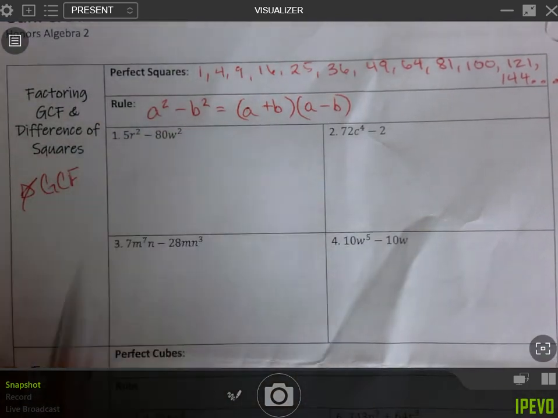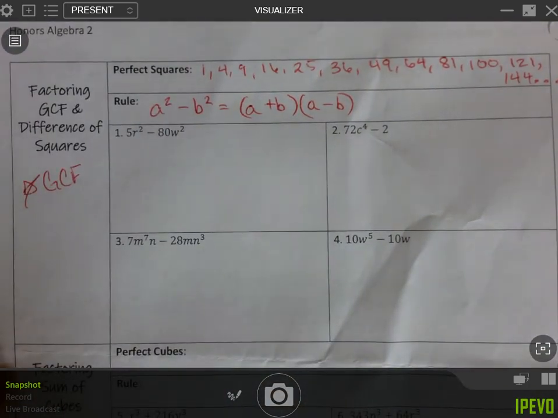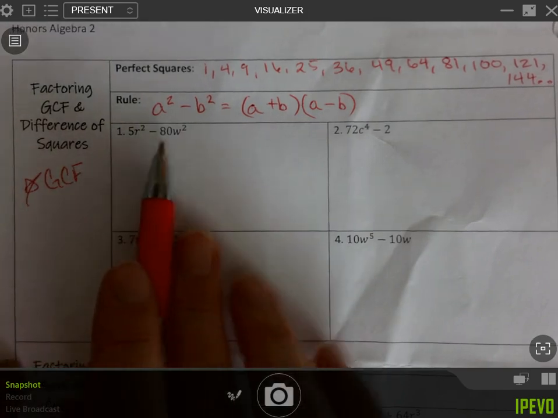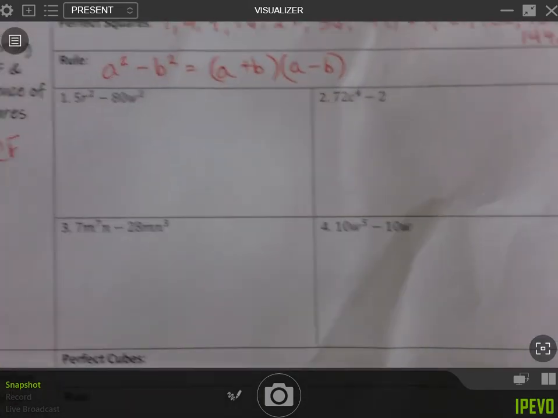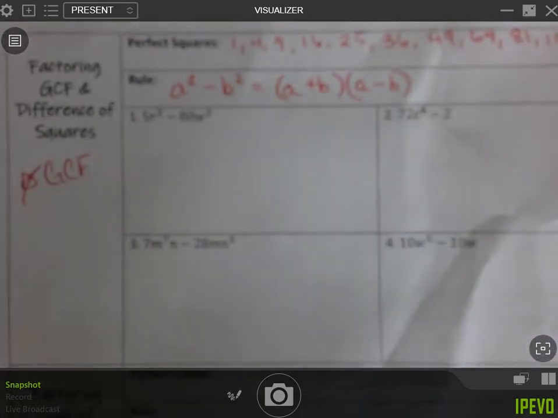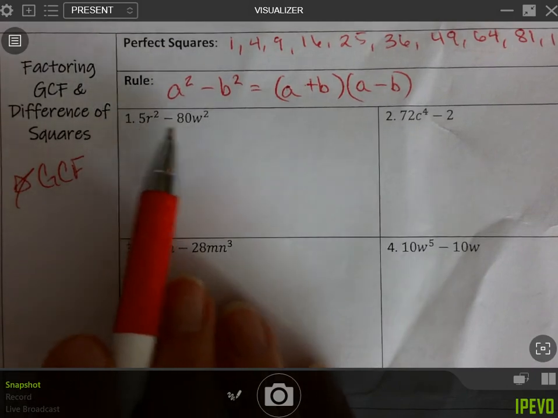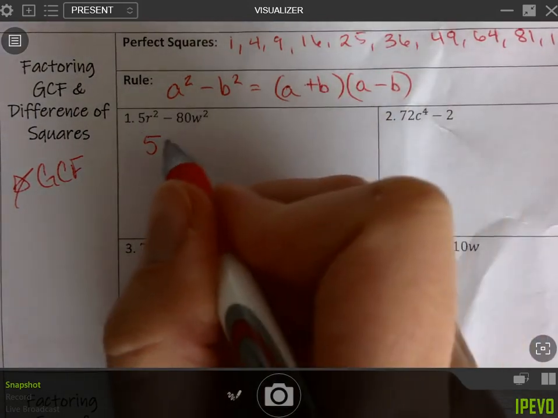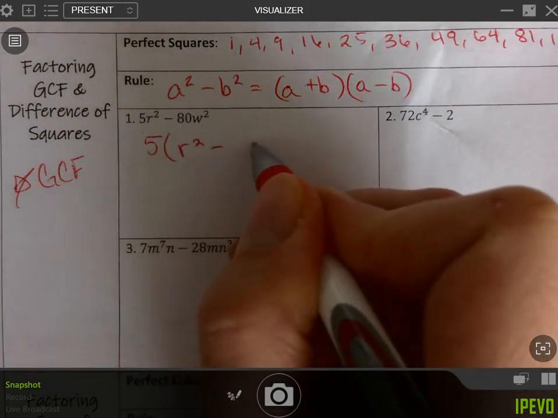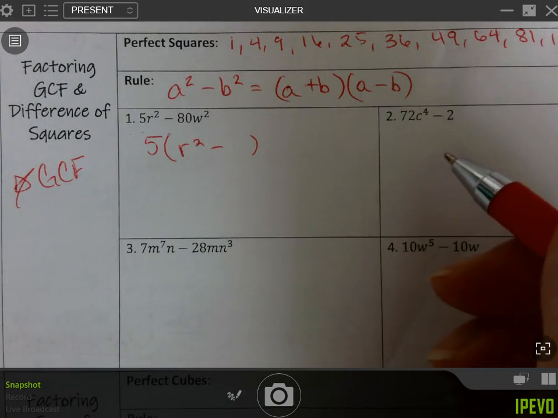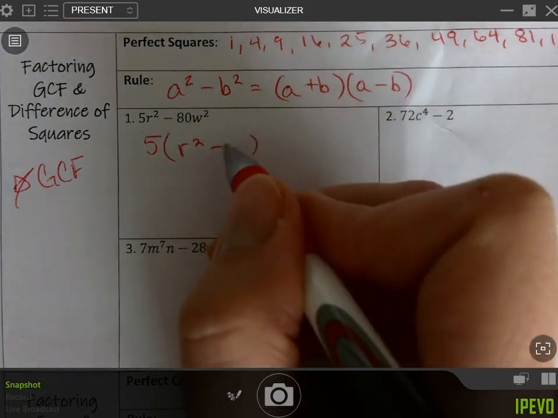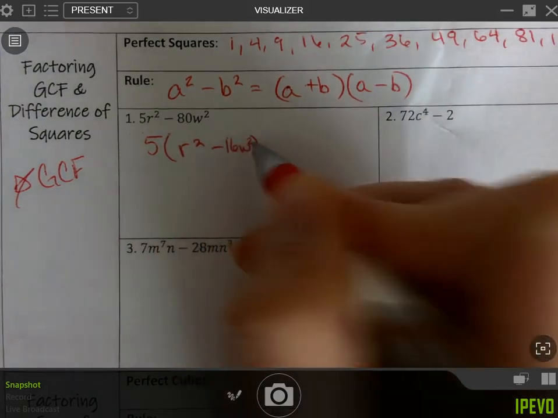So is there a GCF for number 1 there? Oh, I see. What about 5? So whenever you're looking for a GCF, you want to focus on the smaller of the numbers. Even though you're looking for the greatest, it's the factor that goes into both of them. So 5 goes into 5 and 80. Now, any variables come out? No. All right, so we've got r squared minus what? I'll wait. If you need a calculator, you can get it out. 80 divided by 5. And you have a w squared with that.